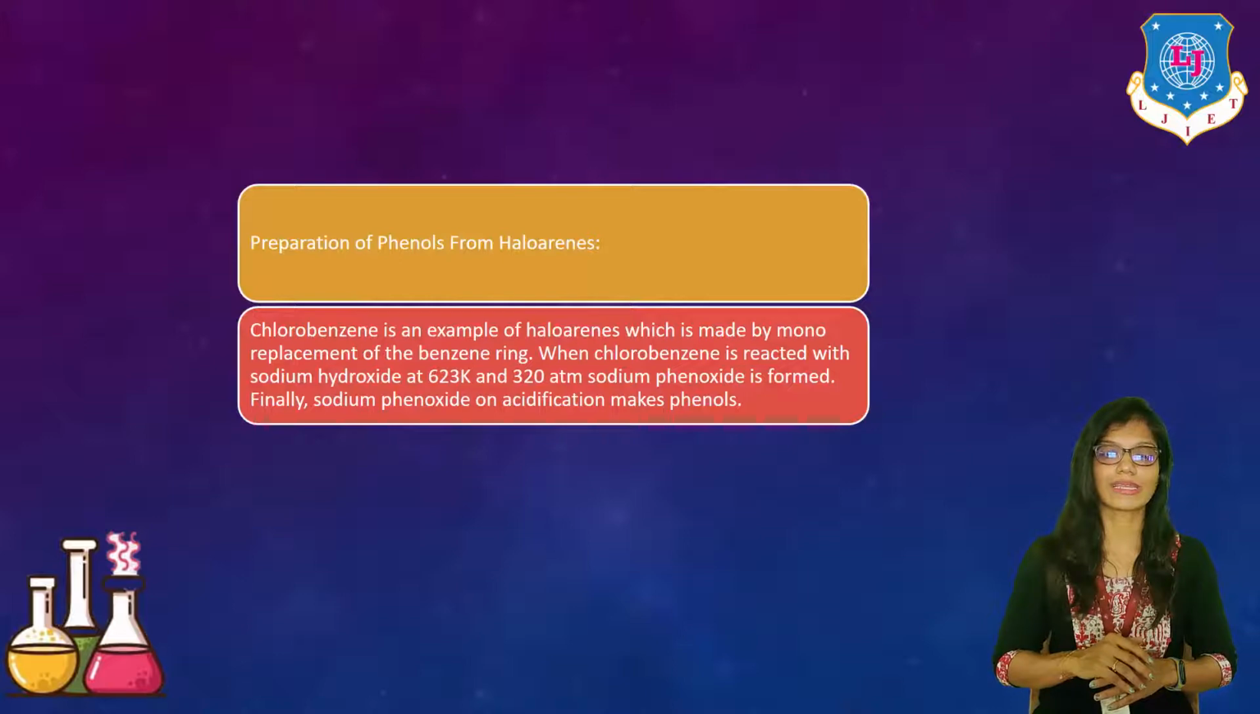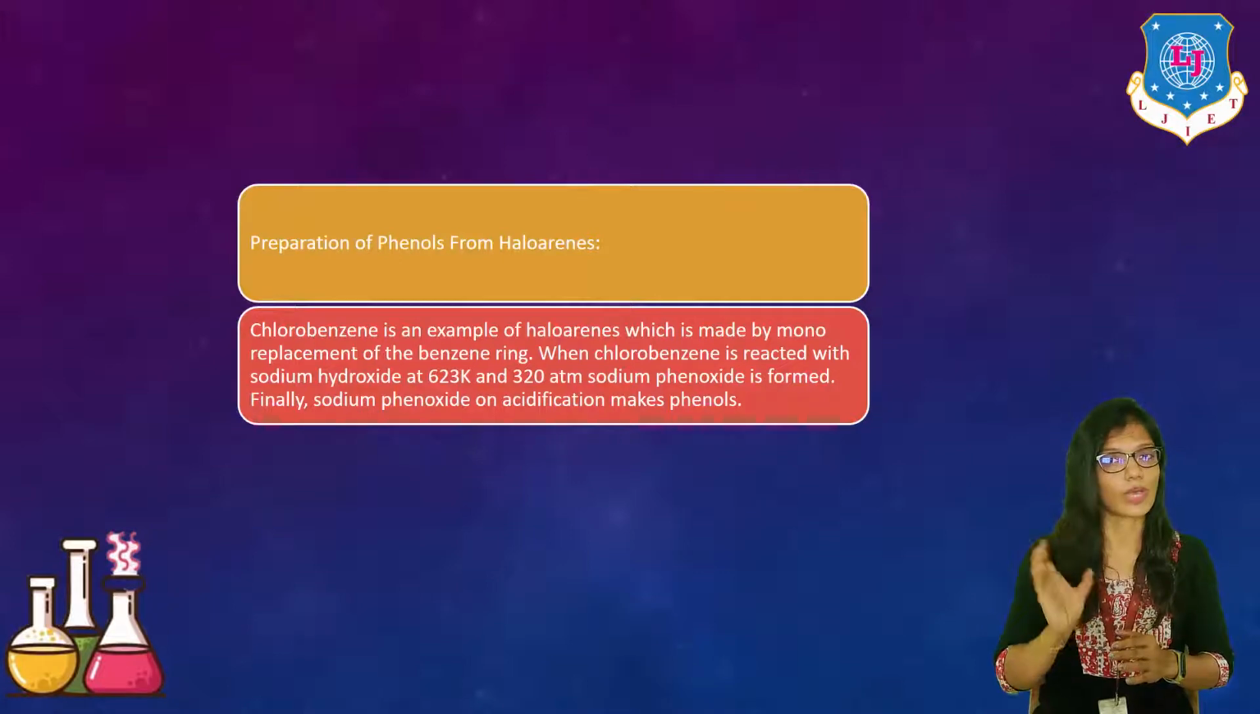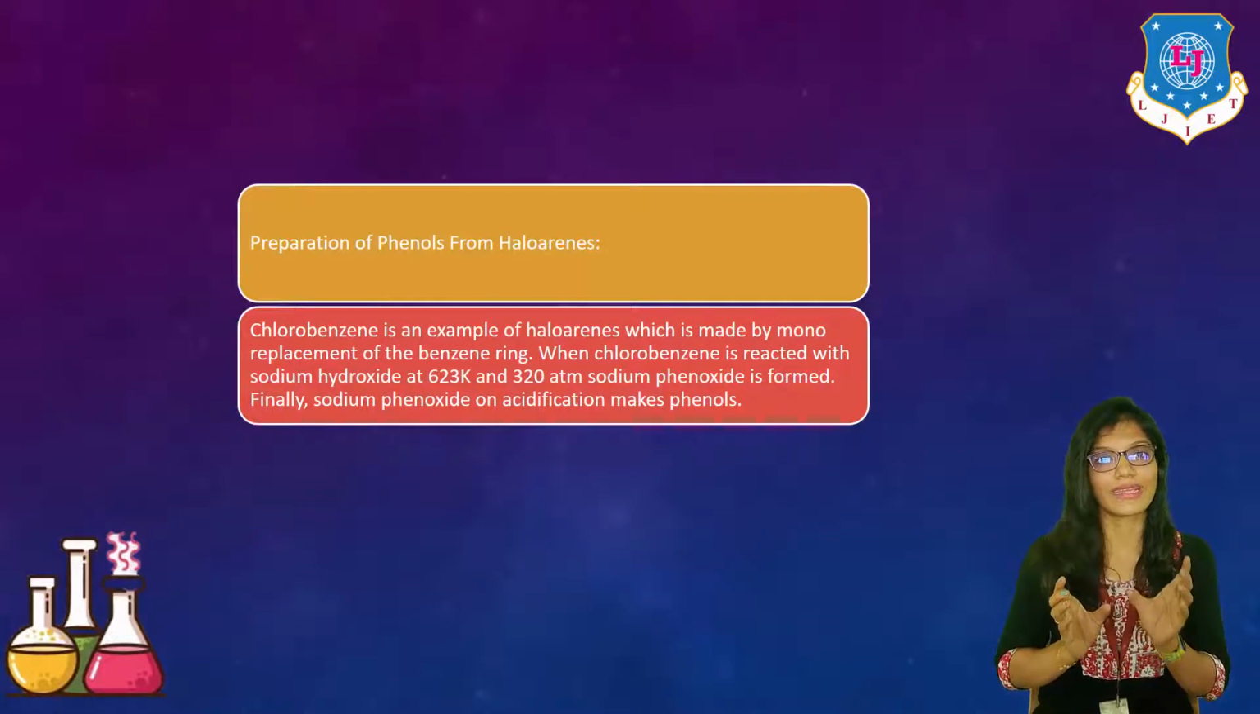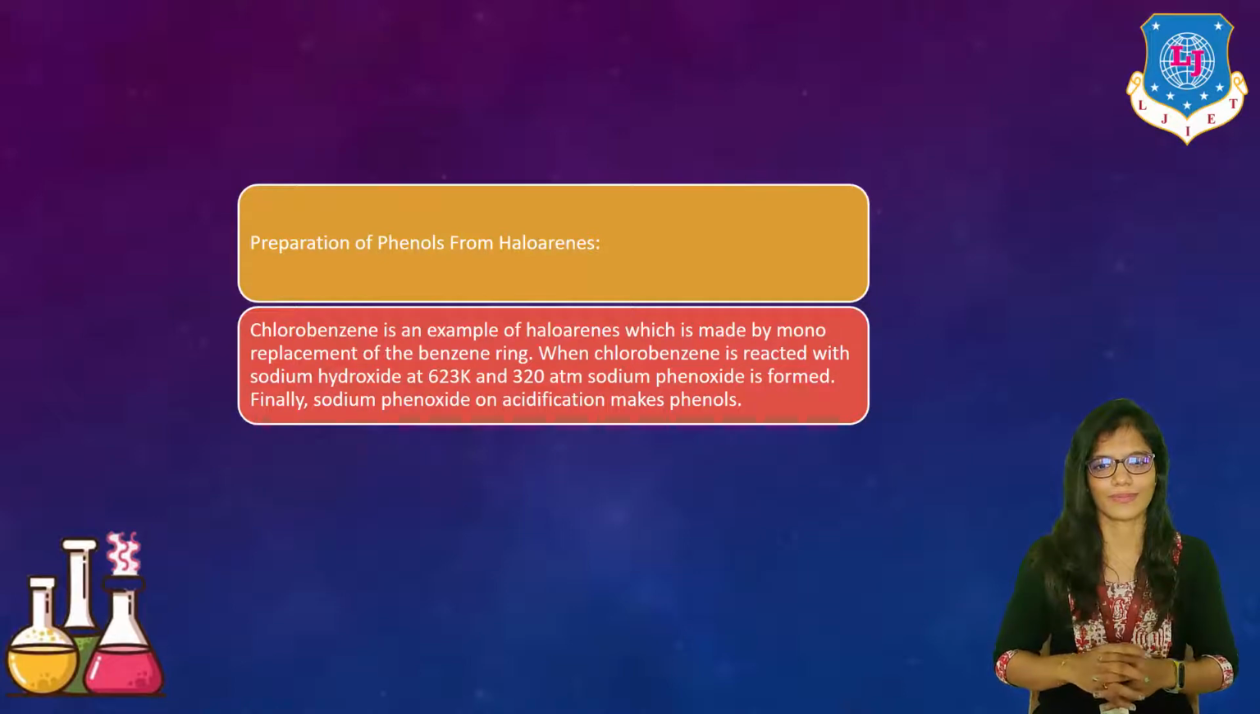So when chlorobenzene is reacted with sodium hydroxide at 623 Kelvin and 320 atm, sodium phenoxide will be formed. Finally, sodium phenoxide on acidification makes phenol. So this is how the preparation of phenols can be done through haloarenes. Okay, so haloarenes means compounds containing a halogen group and an aromatic ring. So an aromatic ring which contains a halogen group will be included here.